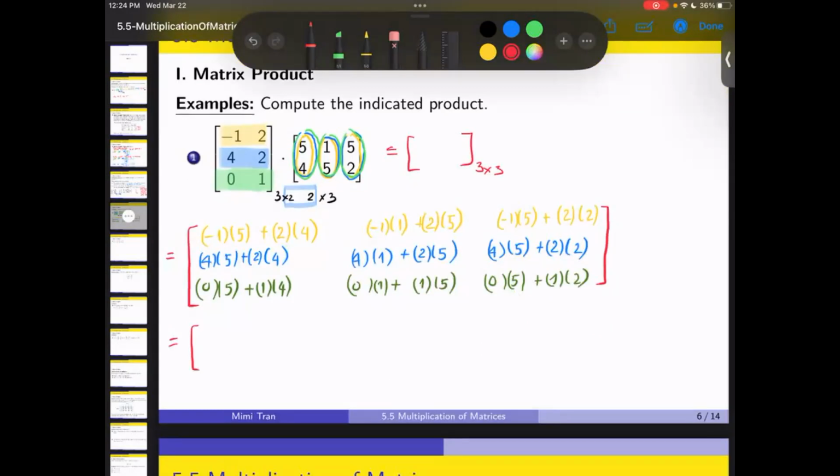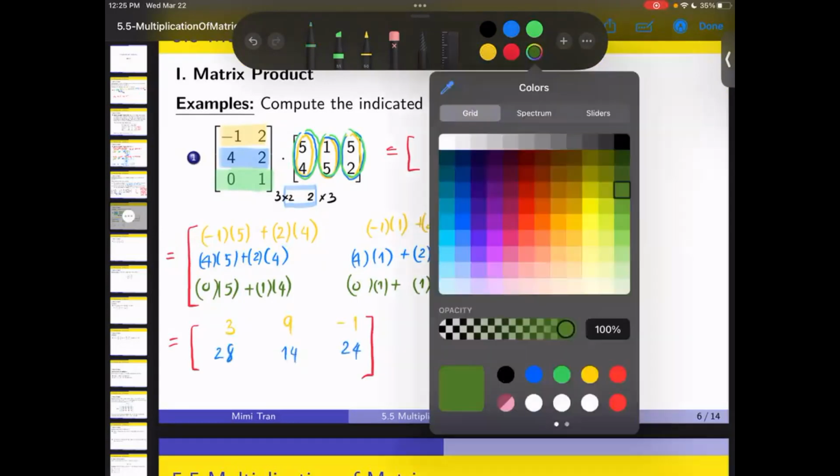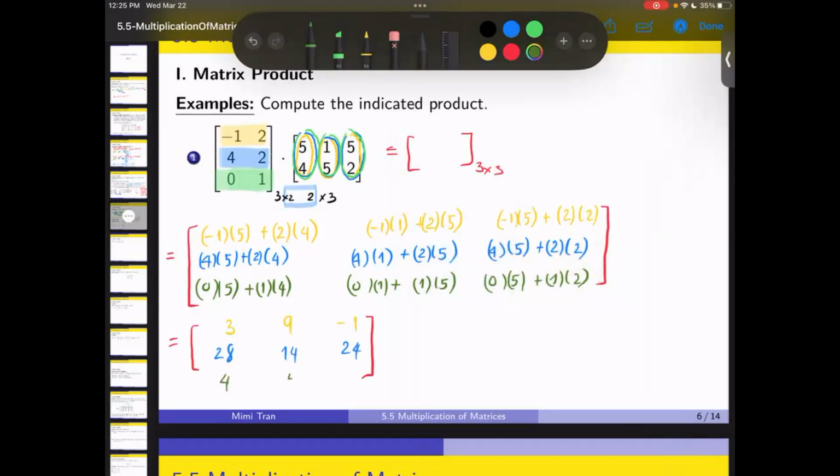-1 times 5, that's -5, plus 8 is 3. And then -1 plus 10 is 9. And then -1 there. For the blue row will be what? 28, 14, I think I have 24. And then the green one is 4, 5, 2. 3 by 3, like I said, right?